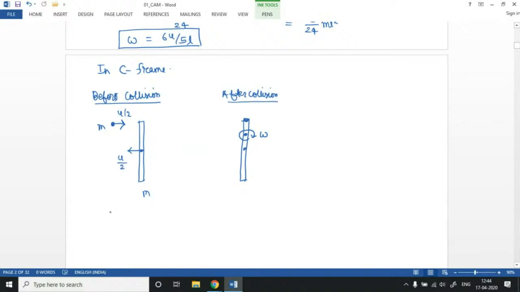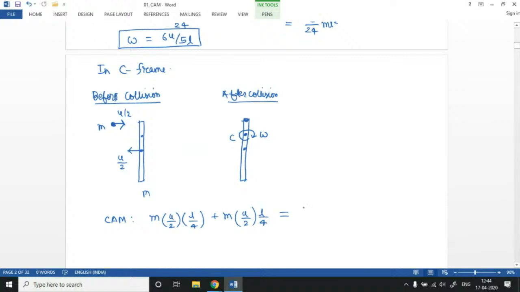So in the C frame, we need not worry about which axis we are writing the conservation of angular momentum about. So conservation of angular momentum, let's write about this point. That will be equal to m times u by 2 into L by 4, that is the angular momentum of this particle, and the angular momentum of the rod would be m times u by 2 into L by 4, same, and that will be equal to the angular momentum of the system after collision, that is going to be equal to I, moment of inertia about IC, times omega.